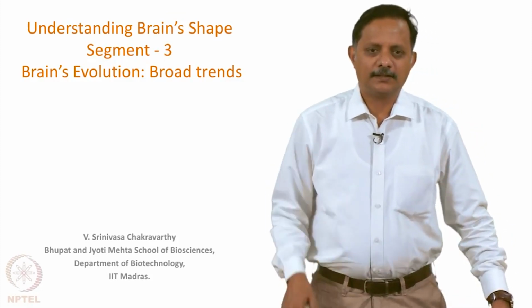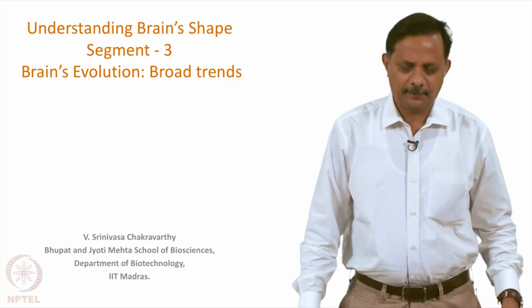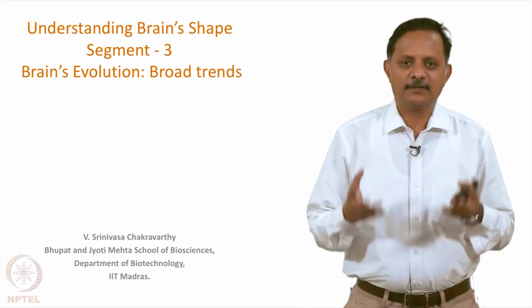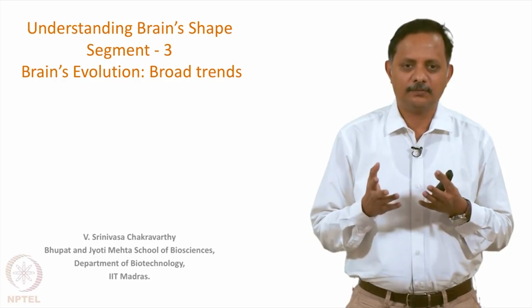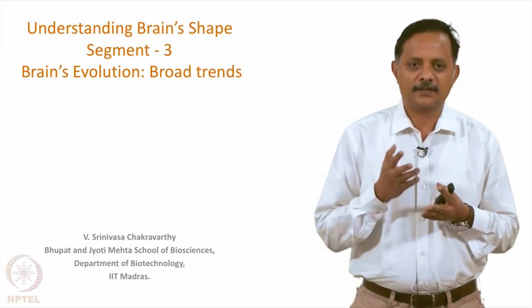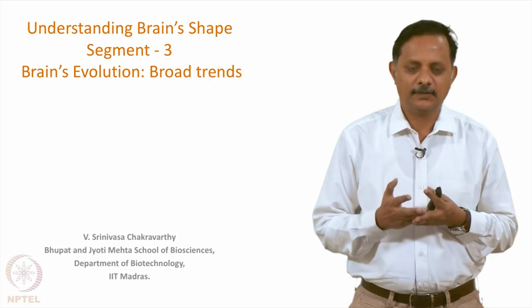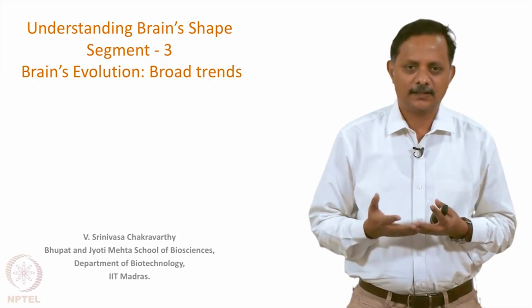As you remember, this lecture is about understanding brain shape. So, how can we understand brain shape? Why is it like that? Why does the brain have two hemispheres, and there is a spinal cord and cerebellum? How has the brain evolved in this fashion?